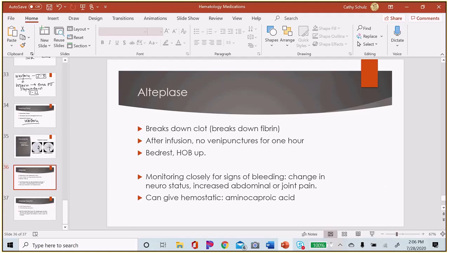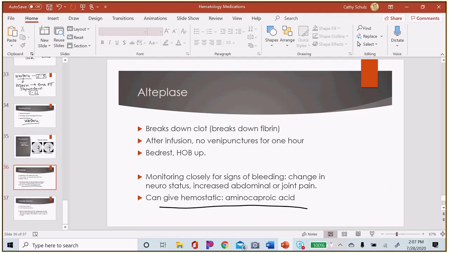And if there's any other area that's weak in the body that could be injured, then that area could bleed. Or if there's other places that have just recently healed, then those areas could bleed. So we have to be very careful that we pick the right people for this therapy. You can give a hemostatic agent. It's not really reversing the Alteplase as much as it's stopping excessive bleeding. And this is the drug you can give, which is Amicar. Aminocaproic acid is what you could give to try to reverse the TPA if there's an issue.